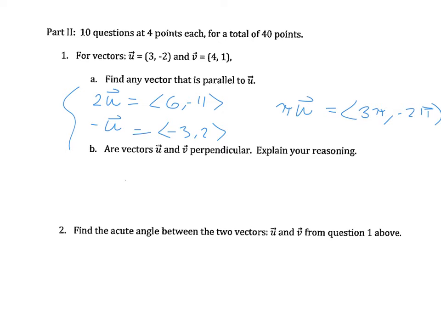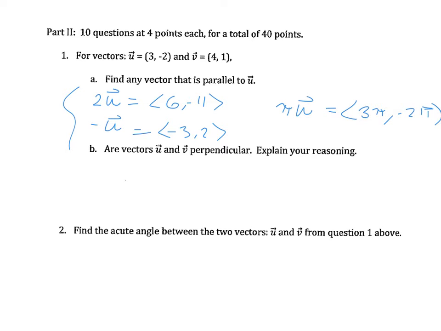Part B, are vectors u and v perpendicular? Explain your reasoning. Some of you may notice that this idea of a two-dimensional vector is kind of reminiscent of slope, rise and run. And there may be a rule that you learned in the past for finding perpendicular slopes, negative reciprocal. So that process works here as well. Where that process is a little trickier is if you've got three-dimensional vectors. So for 3D vectors, we have another process that's maybe a little easier.